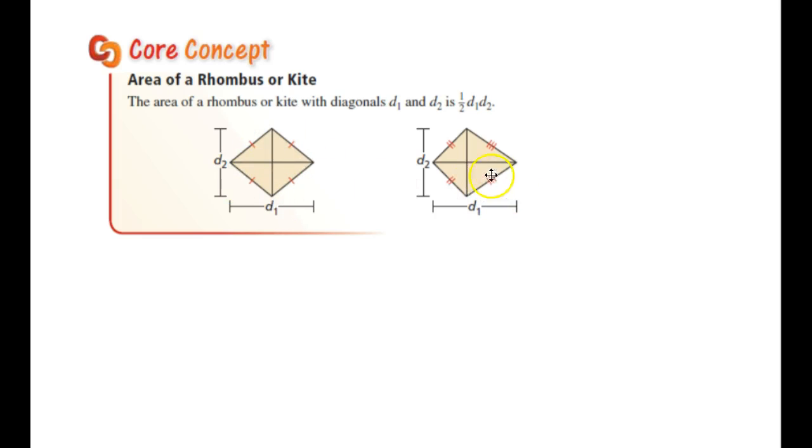So same thing with this kite. I have two diagonals. And remember, a kite has two sets of congruent side lengths, but they're not all congruent. So to find the area of both my rhombus and my kite, I take the first diagonal times the second diagonal and I divide it by 2. For both of these kinds of shapes.